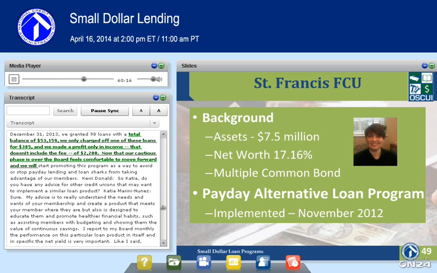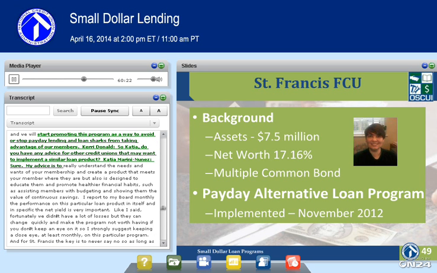Now that our cautious phase is over, the board feels comfortable to move forward, and we will start promoting this program as a way to avoid or stop payday lending and loan sharks from taking advantage of our members.